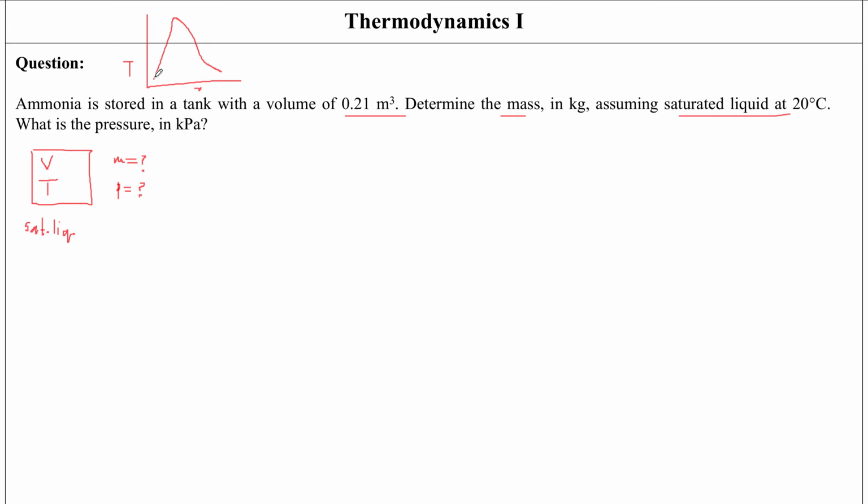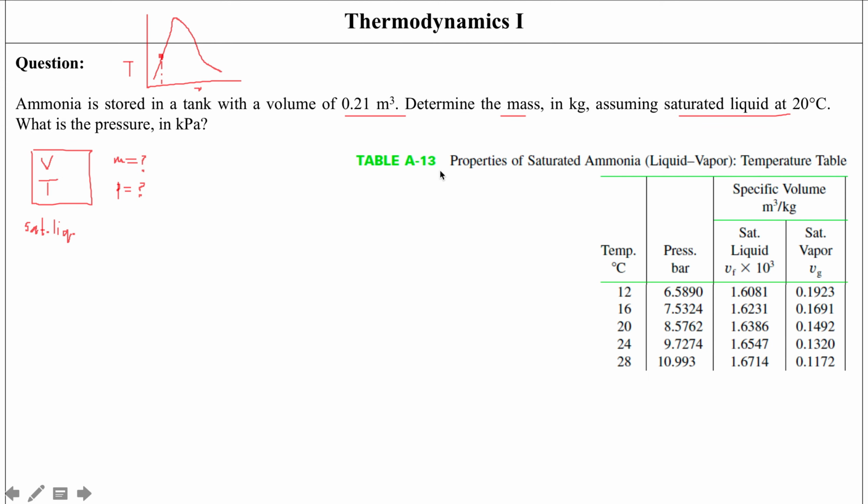This is your saturated liquid curve. This is your saturated vapor curve. So ammonia is going to be somewhere on this line, let's say somewhere here. Okay. So what am I going to do now? I'm going to go straight to the tables for ammonia. I'm going to go to table A13 now, because this is in SI units.